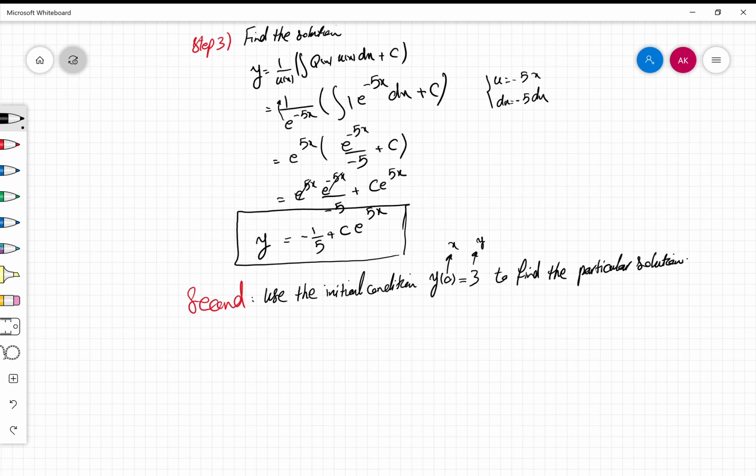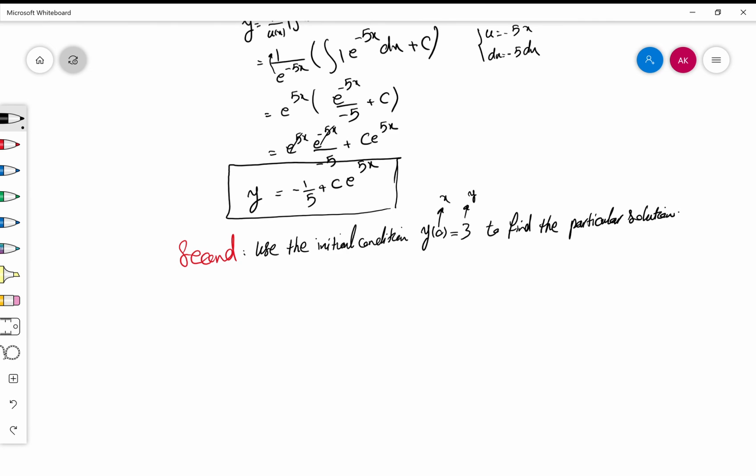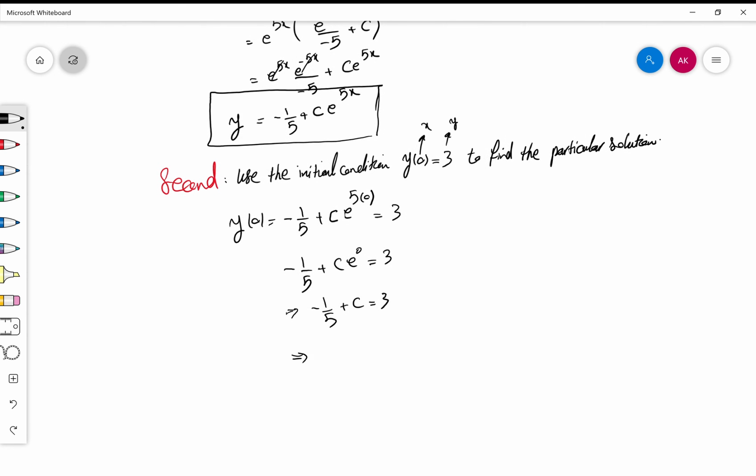Okay, so let's just check this thing. If I plug in y at 0, it is going to be negative 1 over 5 plus c e to the power 5 times 0. And this needs to be equal to 3. So I have negative 1 over 5 plus c times e to the power 0 equal to 3. That means that negative 1 over 5 plus c is 3. And then from there, you can see that c is 3 plus 1 over 5. That gives me 16 over 15.